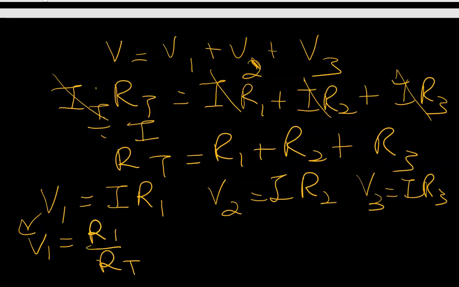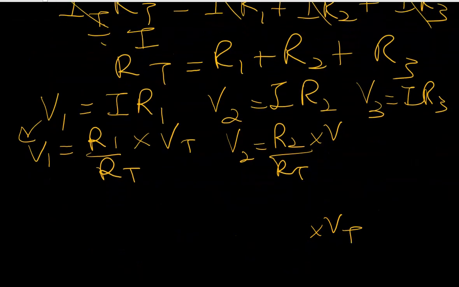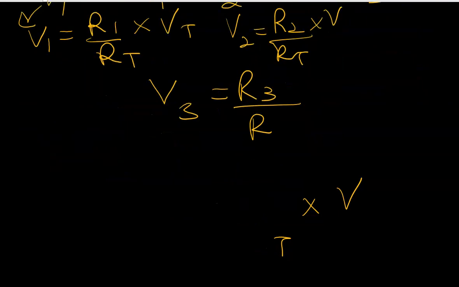Another way is that you could say the potential difference splits as a ratio of the resistance. You could take R1 over R_T, the total resistance, and multiply it by the total voltage, V_T, and you can get what V1 is. V2 is R2 over R_T multiplied by V_T, and V3 is R3 over R_T multiplied by V.